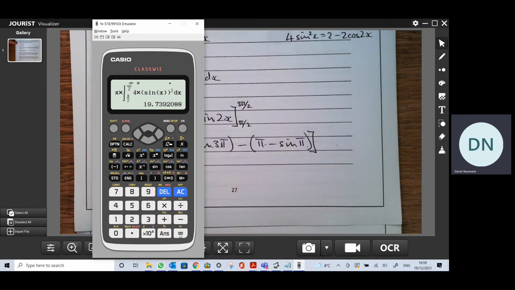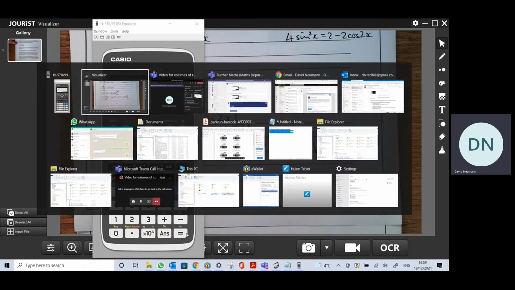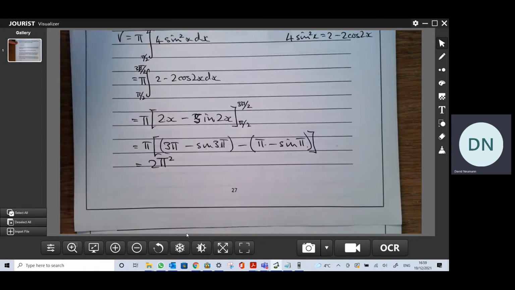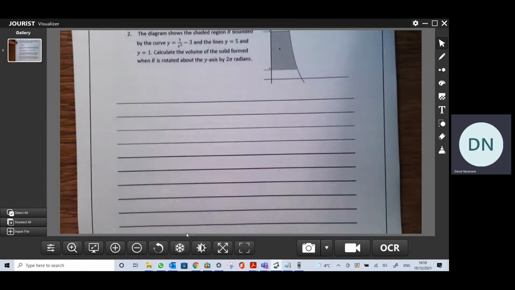You can check that the exact answer matches what you got by working out the value of 2 pi squared. So let's just do that. 2 times shift pi squared is equal to 19.739. So you can see that we have actually got the same value there. Okay, so let's go on to the second example we've got, which is on the next page.